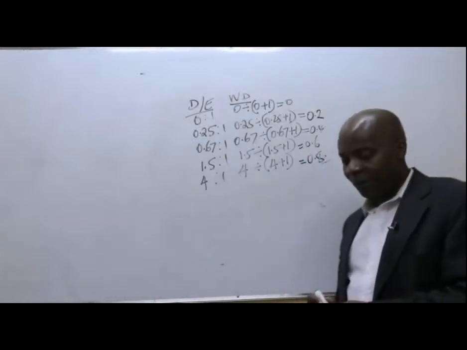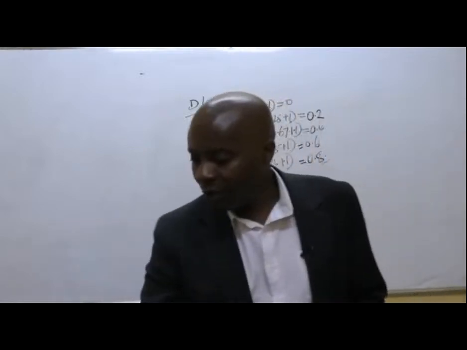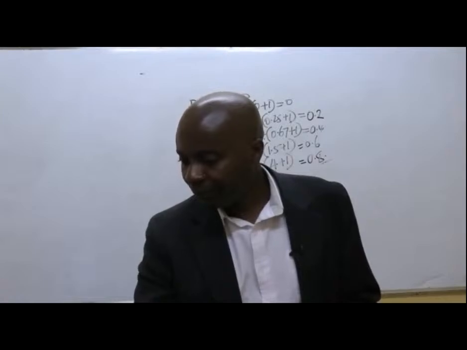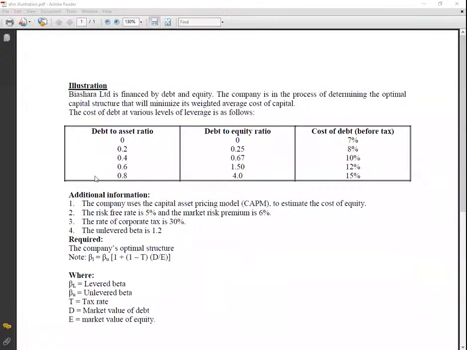So if I organize my figures very well, what we have, ladies and gentlemen, is an easy thing. We have here 0, 0.2, 0.4, 0.6, and 0.8 as the weight of debt.